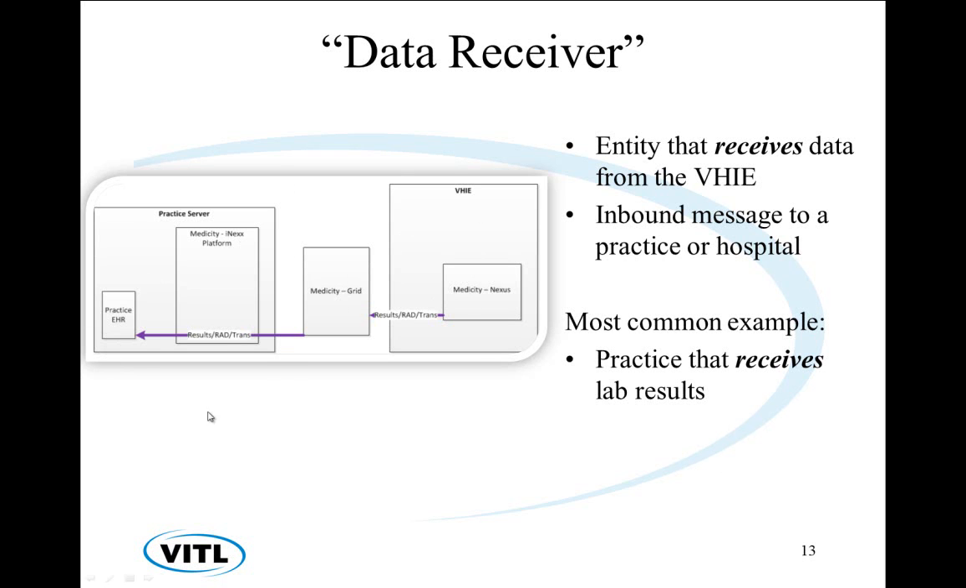So again, we zoom in on that big diagram that I showed you previously. We're looking right now just at the VHIE, and we have results coming back, in the direction from the Vermont Health Information Exchange to the practice, back to the practice's EHR. The most common example of a data receiver is a practice that receives lab results. They can also receive radiology results or transcribed reports, such as discharge summaries, but the most common right now is probably lab results.